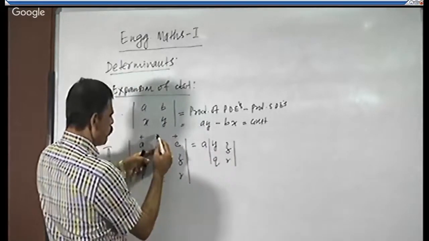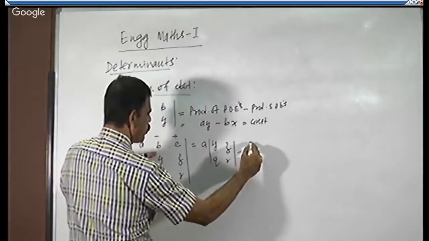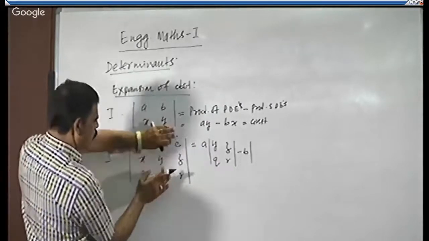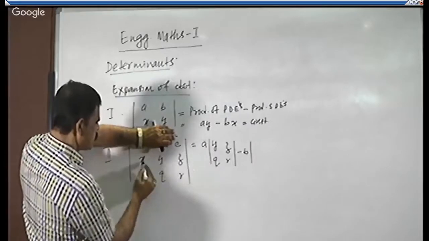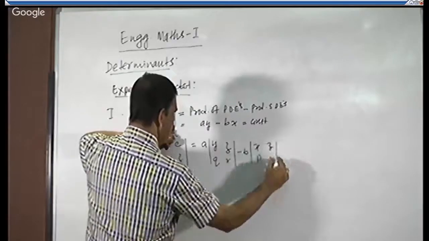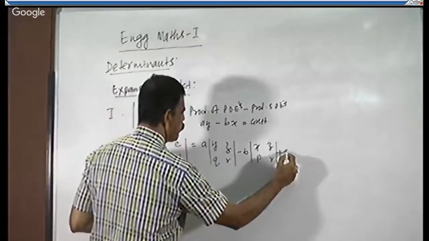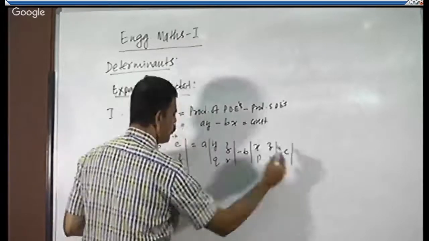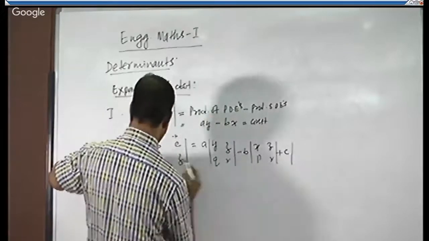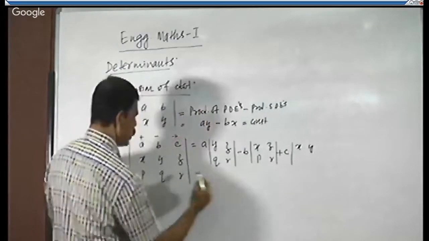Next, which is the second element of the first row? It is b. What is the standard sign? Minus of b into, leave the corresponding column and row. The remaining elements are x, z, p, r. The standard sign is plus of the third element of the first row, c into, leave the corresponding column and row. The remaining elements are x, y, p, q. I will write the determinant: x, y, p, q.